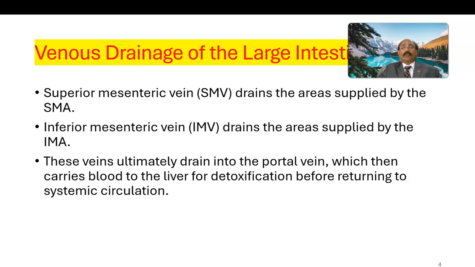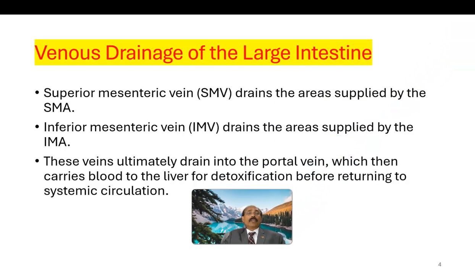That is very important also, like arterial supply. Superior mesenteric vein drains the area supplied by the superior mesenteric artery. Inferior mesenteric vein drains the area supplied by the inferior mesenteric artery. These veins ultimately drain into the portal vein. Portal vein is formed by the union of the superior mesenteric vein and splenic vein, and inferior mesenteric vein usually opens into the splenic vein.